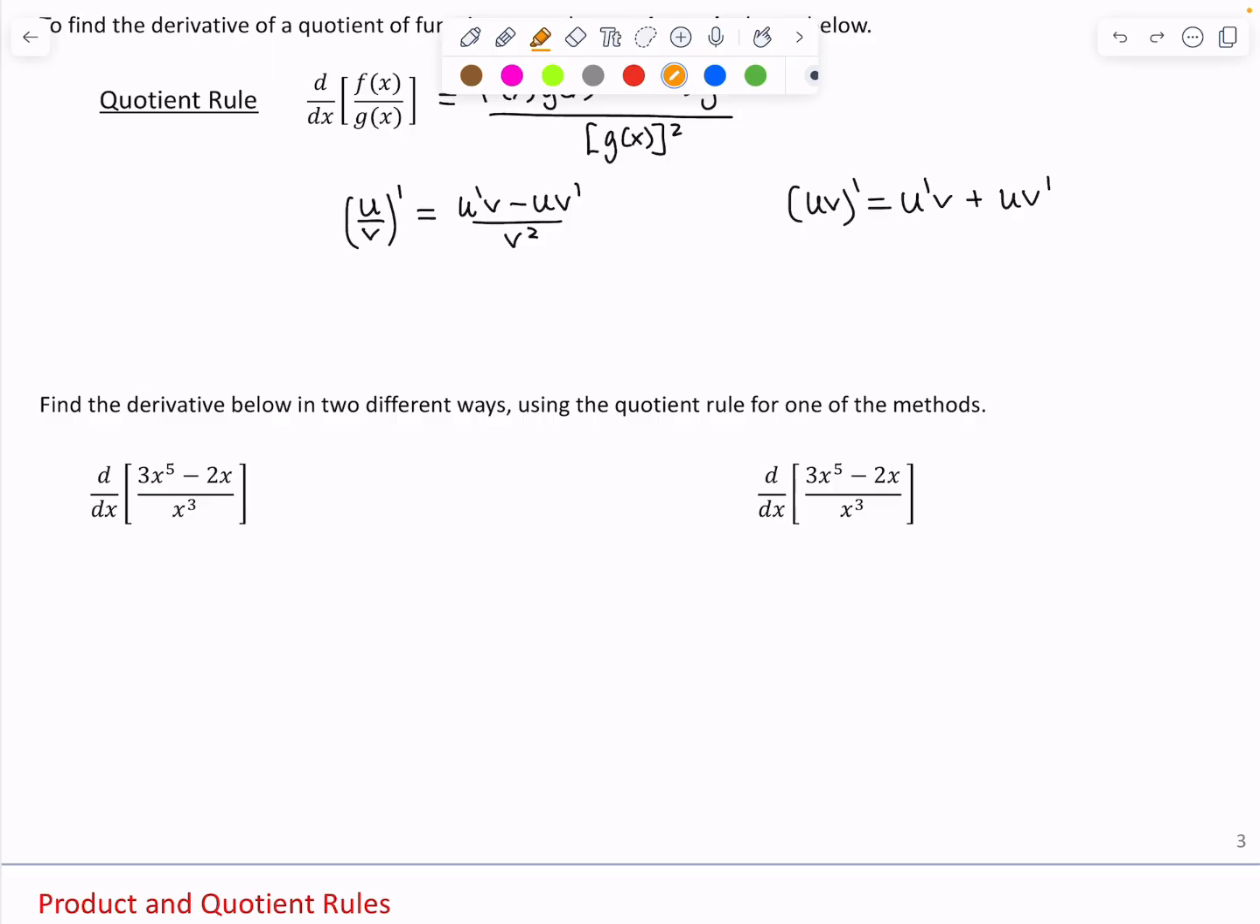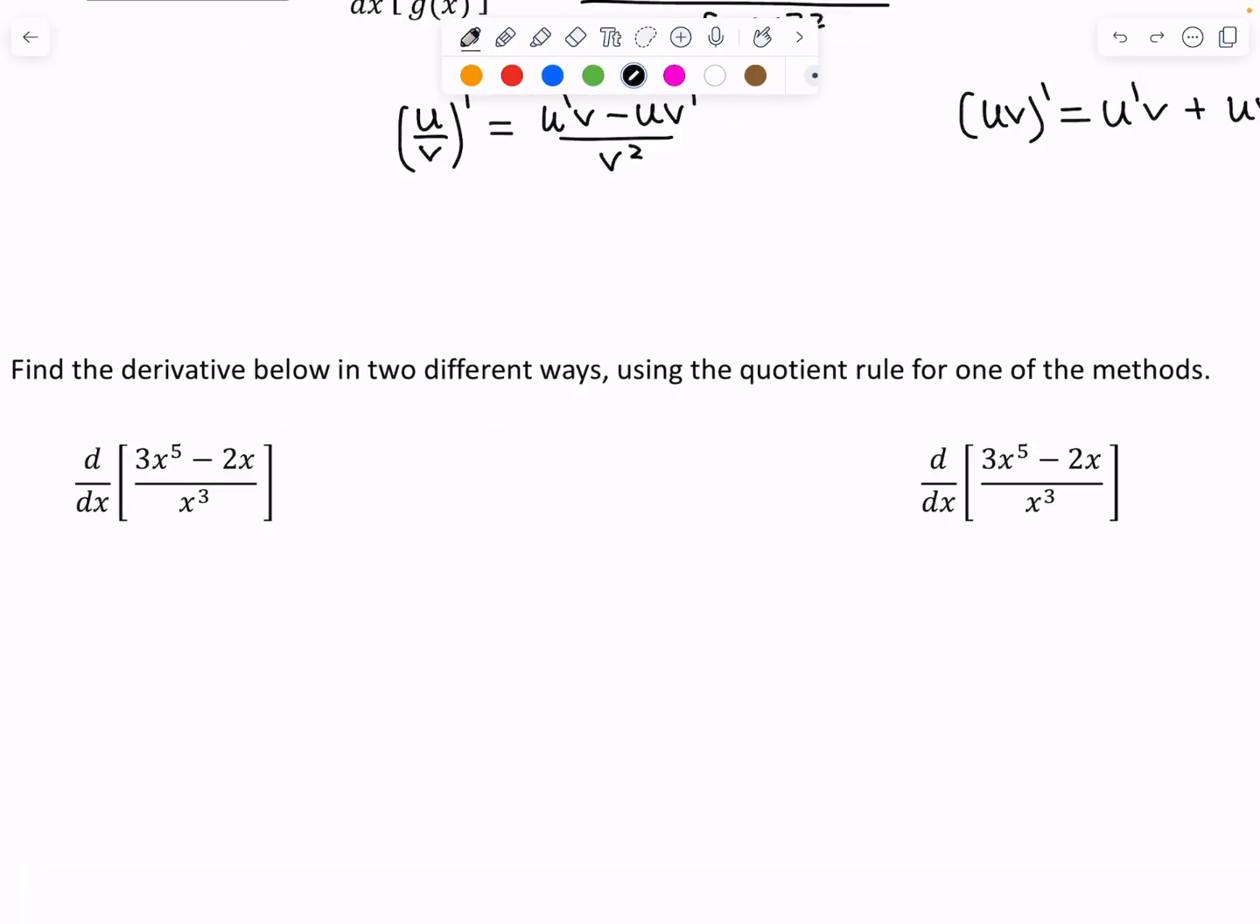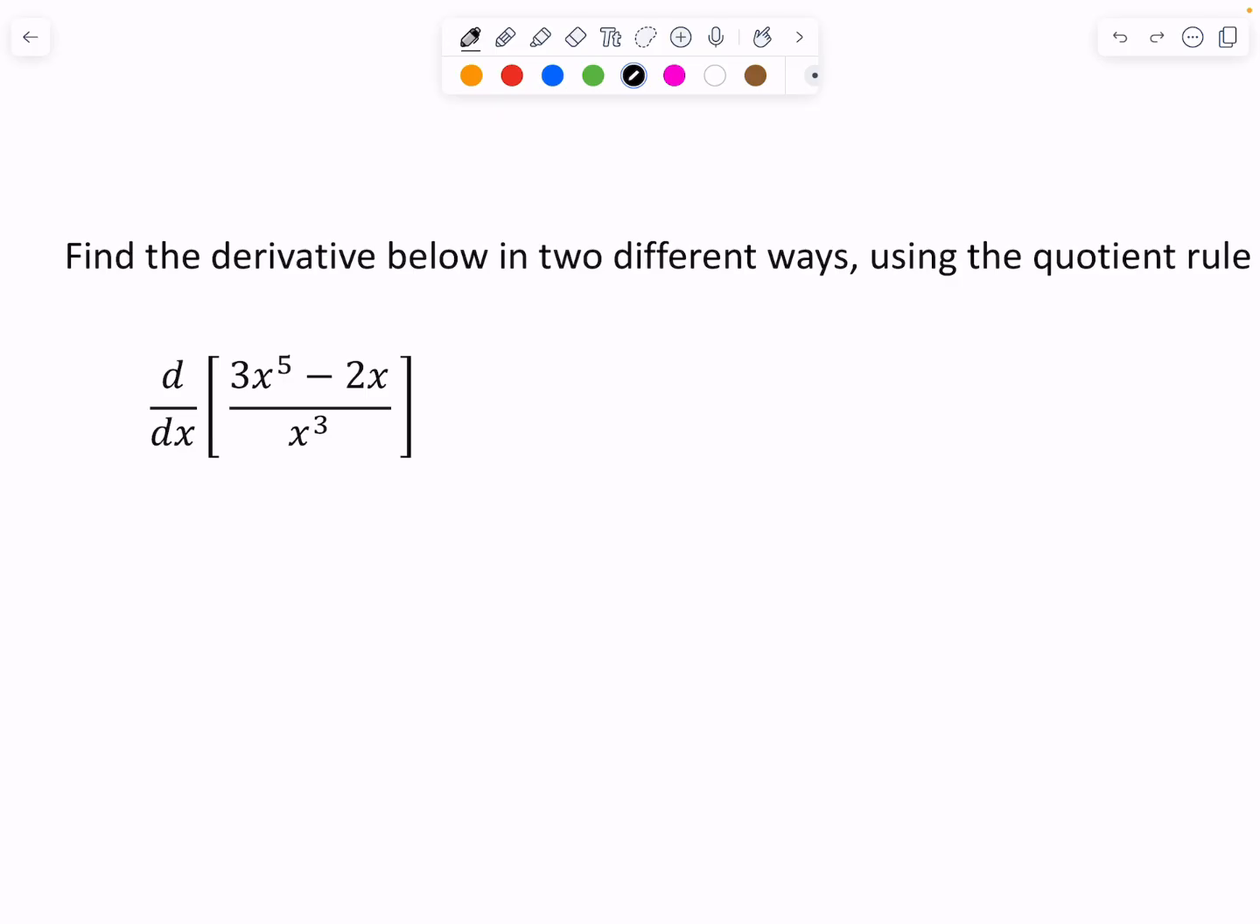Okay, find the derivative below in two different ways, using the quotient rule for one of the methods. In this first case, let's go ahead and use the quotient rule. I think of this whole function right here as my u function. The denominator function is our v. So I begin with the derivative of the numerator.